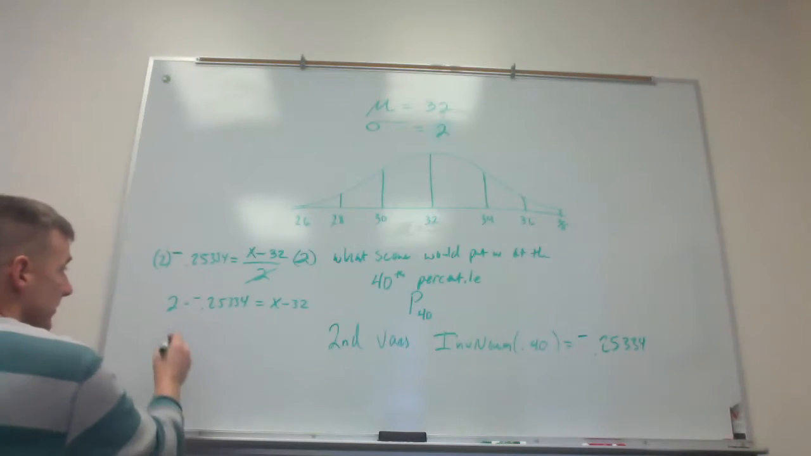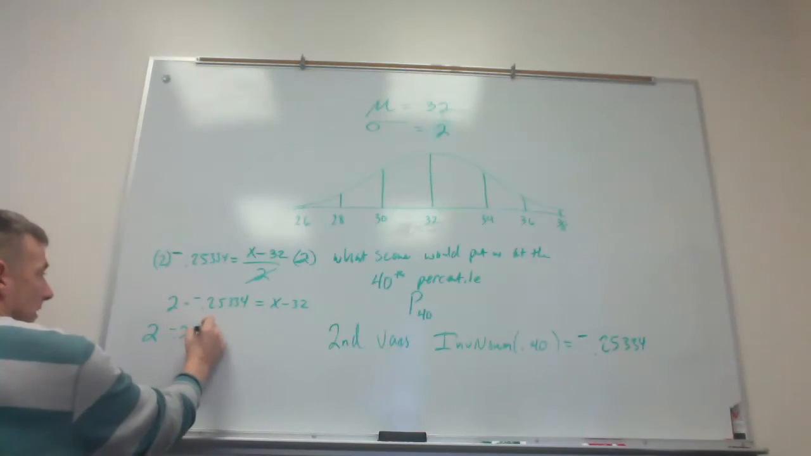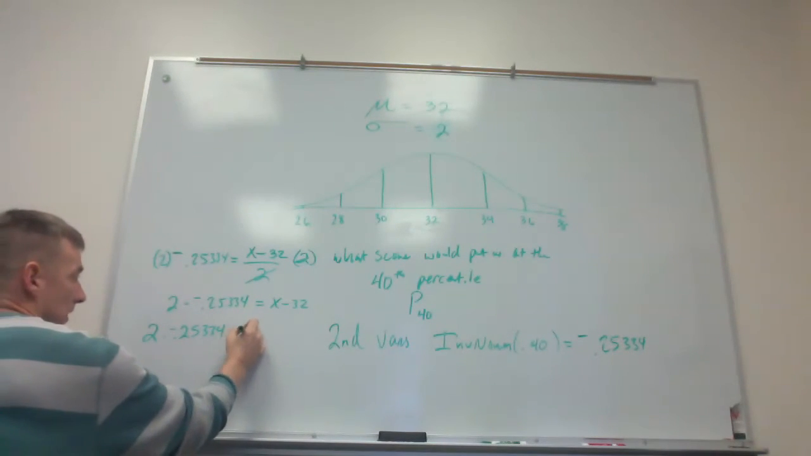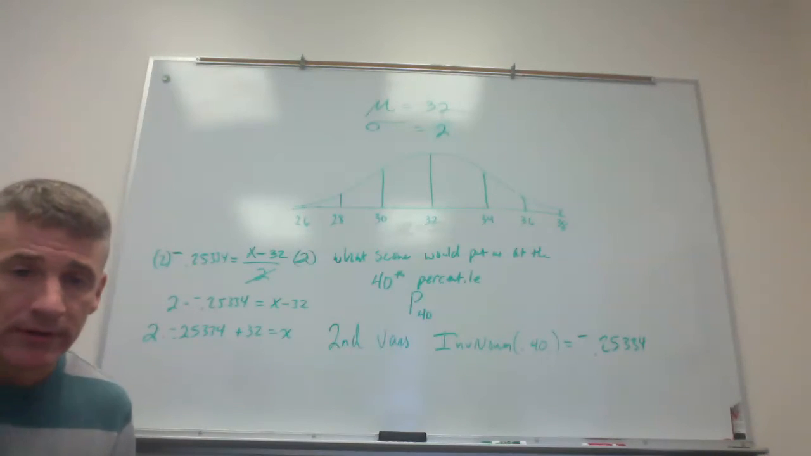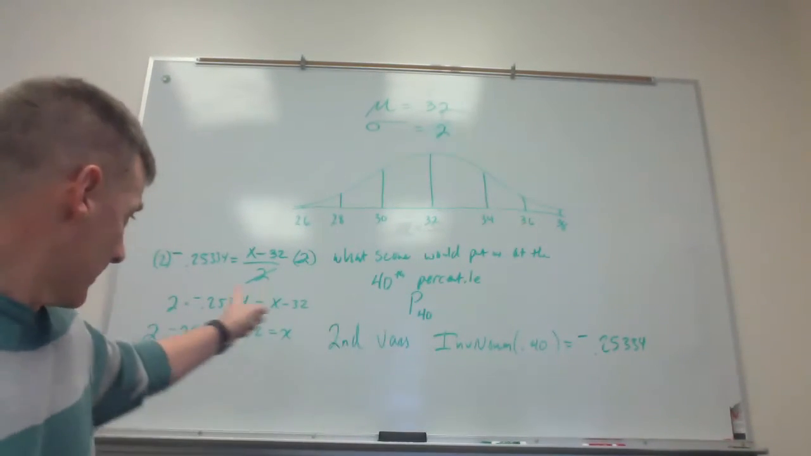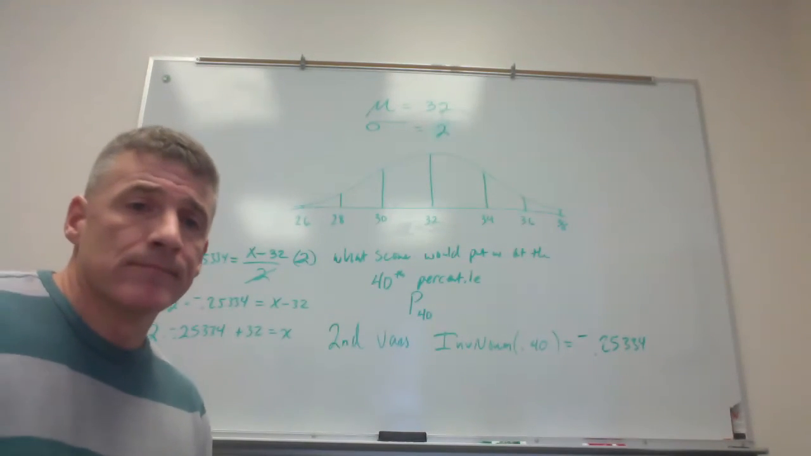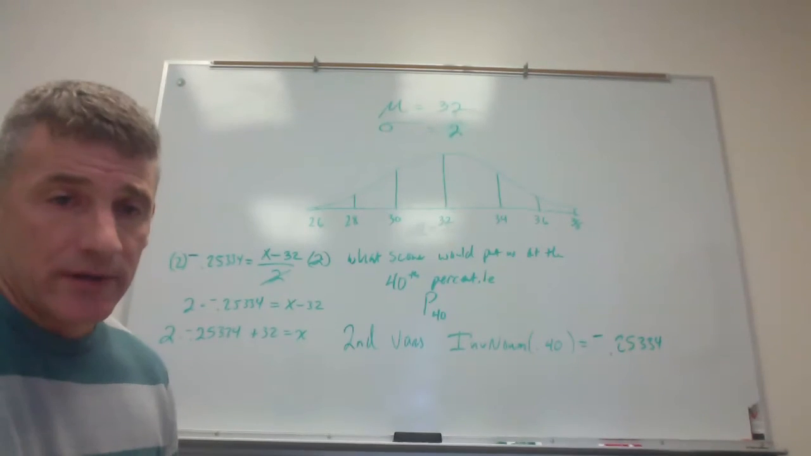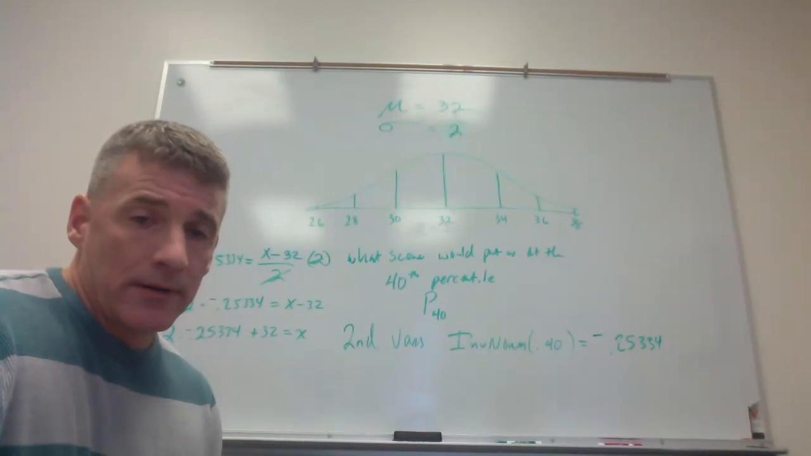Now add your 32 to both sides. So it's 2 times negative 0.25334 plus 32 is equal to your x. That will give you your raw data point. And in saying that, the way I did it matches the formula that's in your book. So that's how they came up with the formula as well. All right, hopefully that helps.